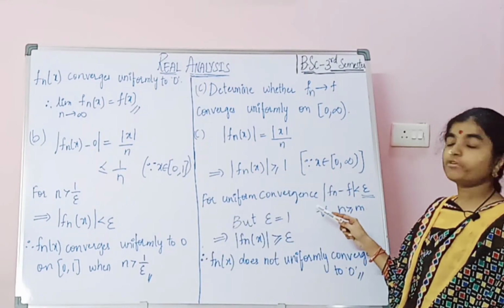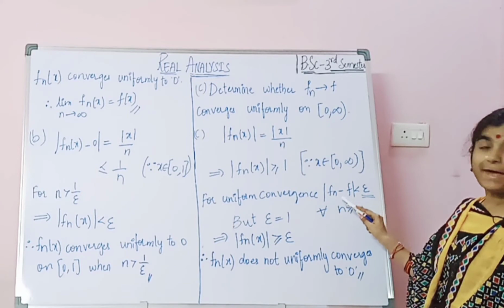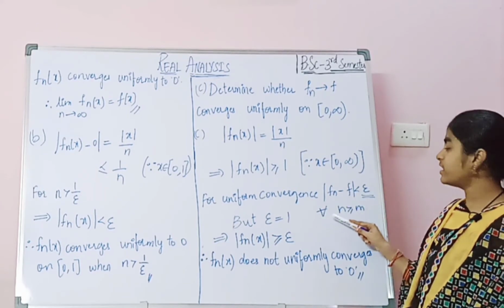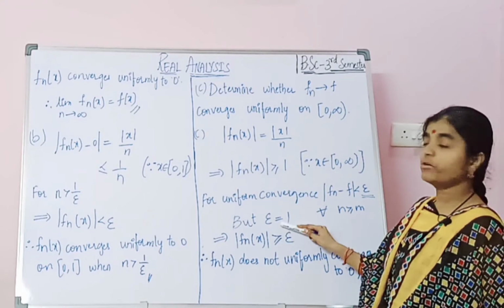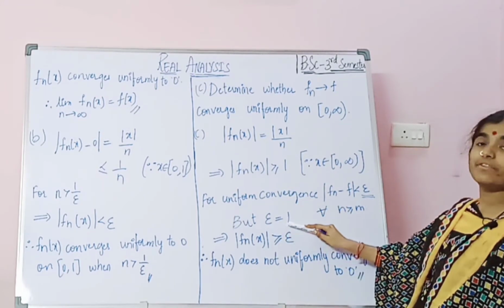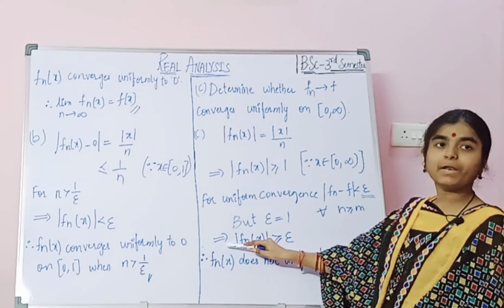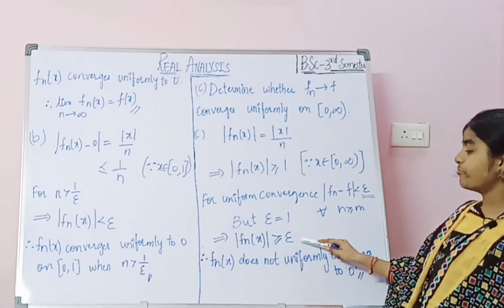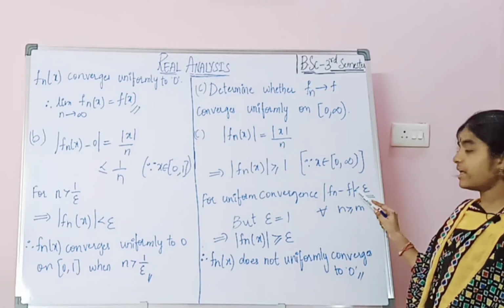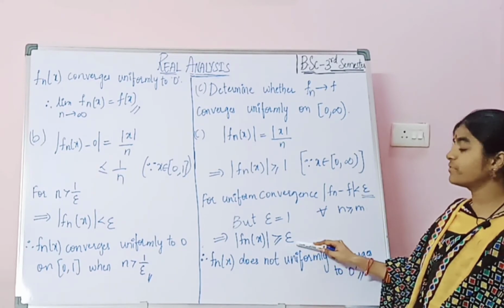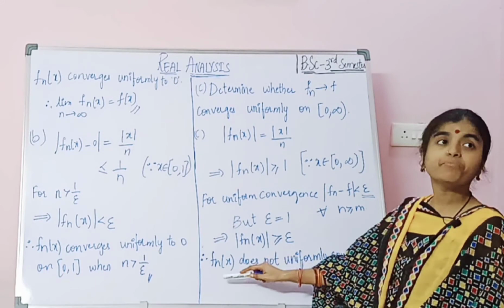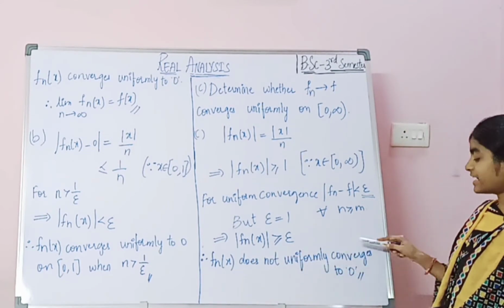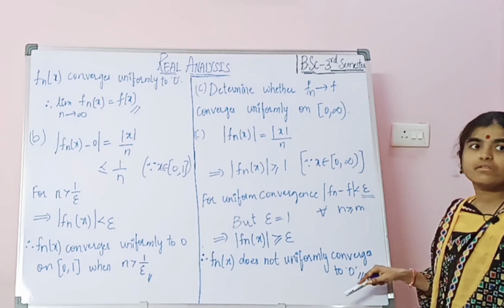So what is the condition for uniform convergence here? Mod fn minus f should be less than epsilon for n greater than or equal to m. But here we took epsilon equals 1. So that implies mod fn of x is greater than or equal to epsilon. It should be less than epsilon, but it is greater than or equal to epsilon. Therefore fn of x does not converge uniformly to 0. This is the solution.